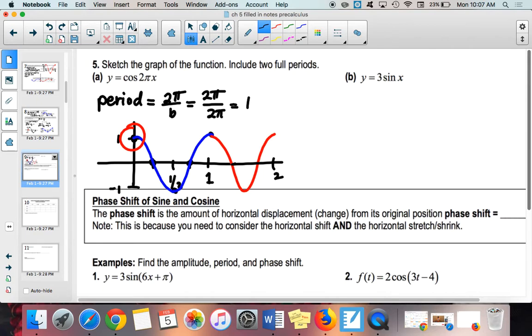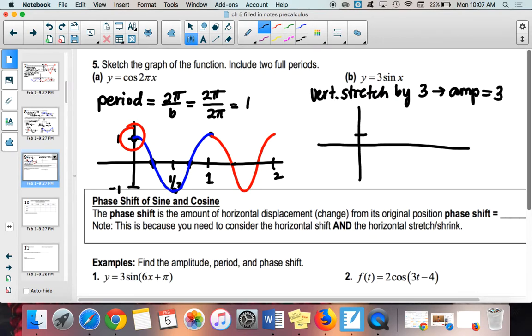Make sense? All right, so if I have 3 times sine of x, what's the only thing that's different than sine of x? The 3. This is going to be the amplitude. This is a vertical stretch by 3. Those are the words we used in Algebra 2. Now we're going to use amplitude. The amplitude is 3. So we're going to go 1, 2, 3, up to a height of 3, down 1, 2, 3, down to a height of -3.